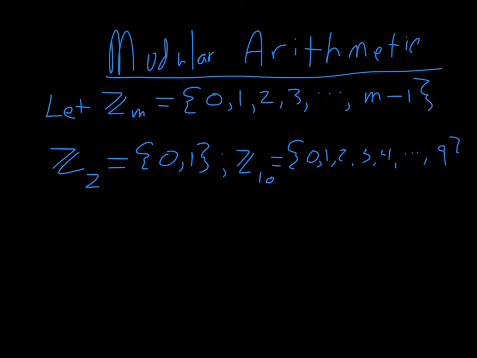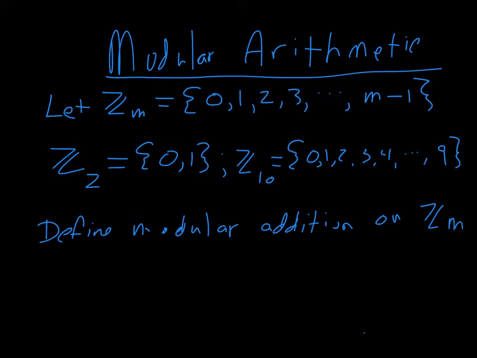And what I want to do is define something called modular addition on this set Z_m, or sometimes called Z mod m. I'm going to define it by taking A plus mod m B. This is going to be equal to A plus B mod m.